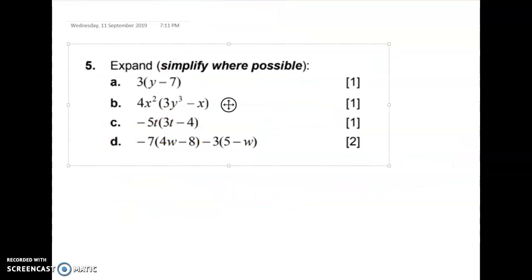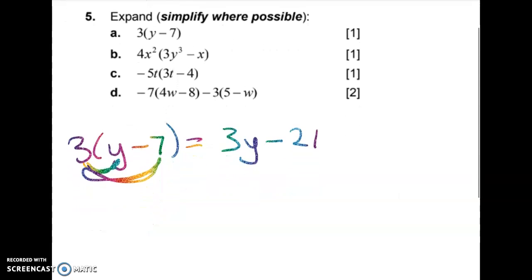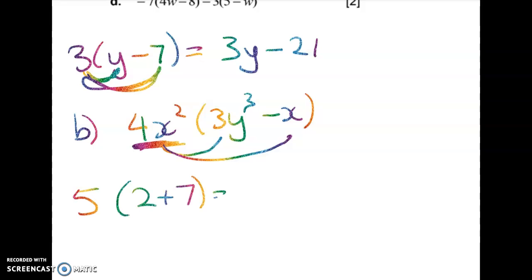So this is a little section on expanding and then simplifying. So 3 times y minus 7 means I have 3 times y, 3y, minus 3 times 7. 3 sevens are 21. Let's look at b. We've got 4x squared into 3y cubed minus x. So we take the 4x squared and we're multiplying it by each bit of this. It's just like if I had 5 times 2 plus 7. We could write this as 5 twos plus 5 sevens. When we do expanding with algebra, that's exactly what we're doing.